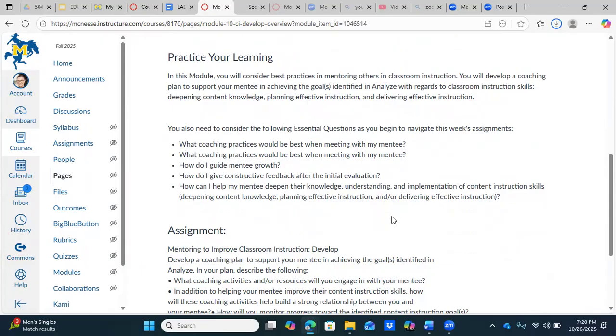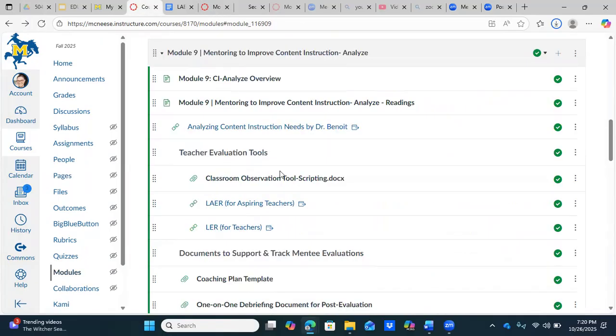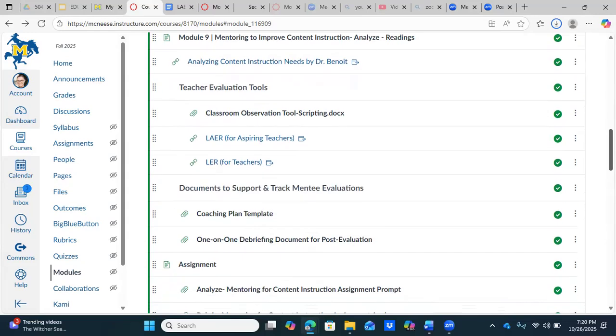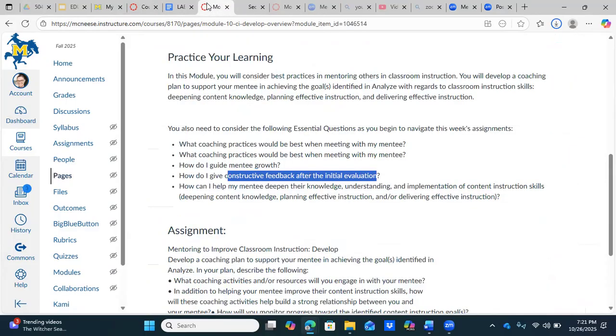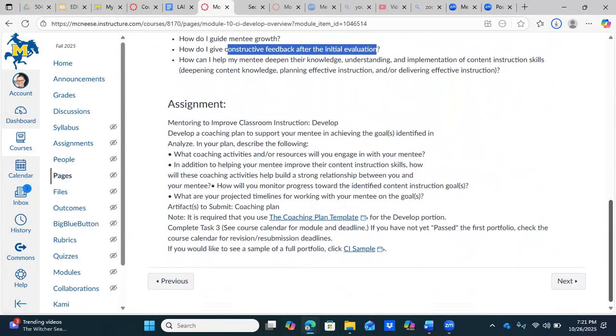Sorry about that. But you're going to want to consider what coaching practices would be best. How could you guide your mentee to achieve that goal? How can you give constructive feedback after that initial evaluation? And remember, we actually do have that debriefing document that's going to be in Module 9. I'll put that again for you, so it's there. So if you don't see it immediately in Module 10, scroll back up, look in Module 9, look around a little bit. Most of the resources are there, and many of them multiple times.